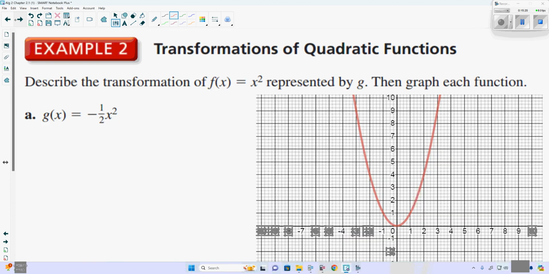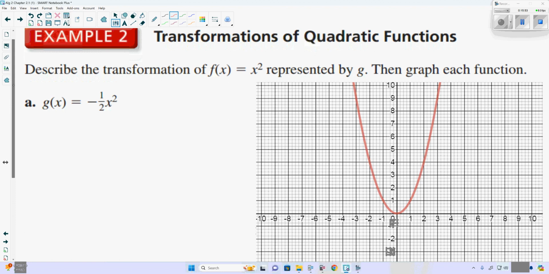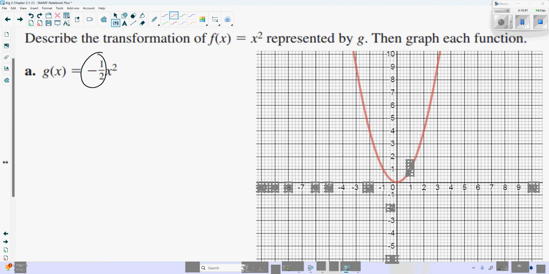Now, seeing these and seeing these applied is going to be a big difference. Let's actually look at some examples with these here. If we look at this first example, g of x equals negative 1/2 x squared. The negative and the 1/2, are they inside parentheses or outside? Are there any parentheses? No, so they're automatically outside. If there are no parentheses written, it's outside.